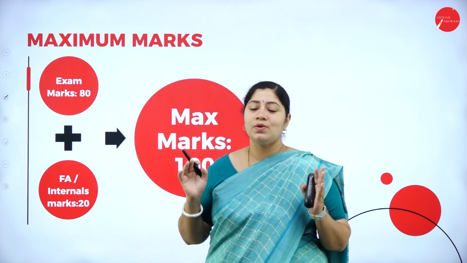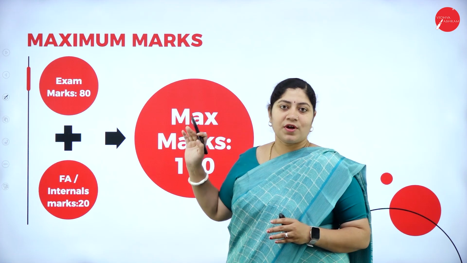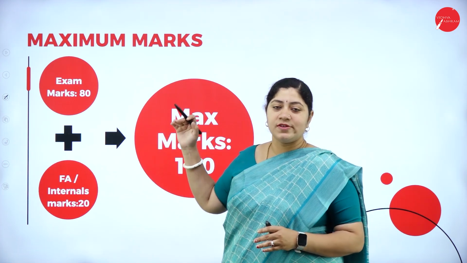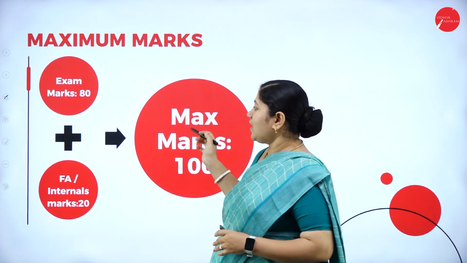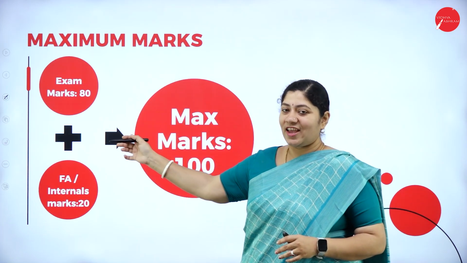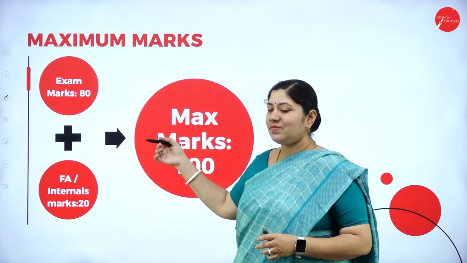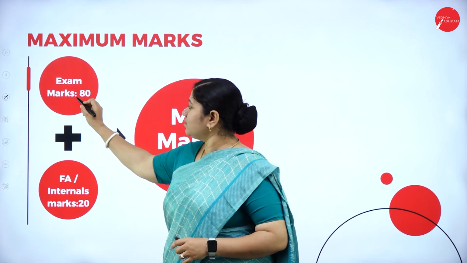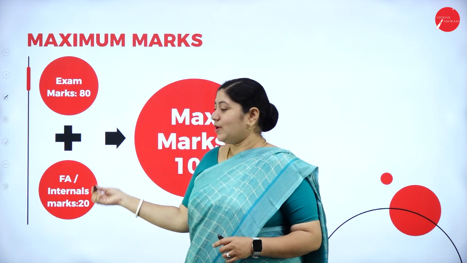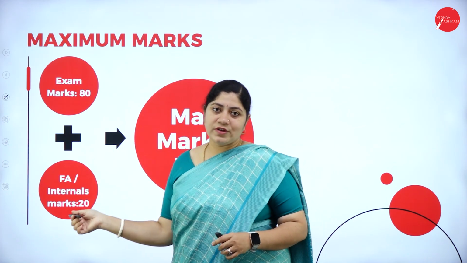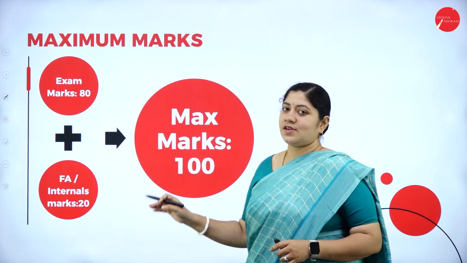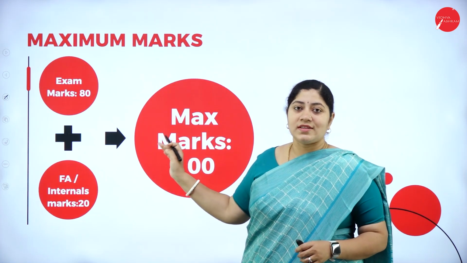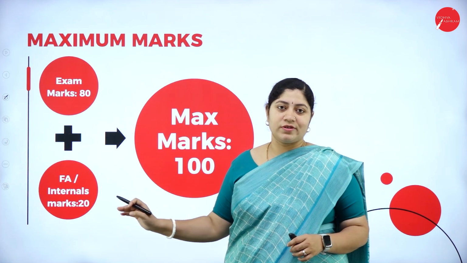Okay, so let's head forward and understand the marks allocation. We know the subject is for a complete 100 marks, absolutely. Now, how are the 100 marks divided or allotted? For that, let's see here, we'll be getting exams for 80 marks and we'll be having the formative assessment internal for 20 marks, and adding both we'll be getting 100 marks. That's the maximum marks for the subject.